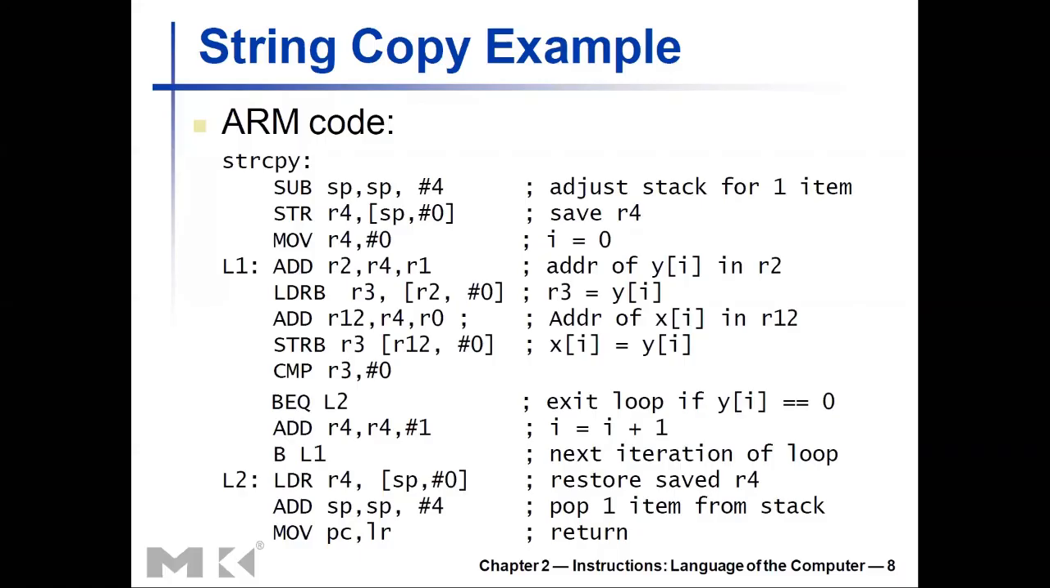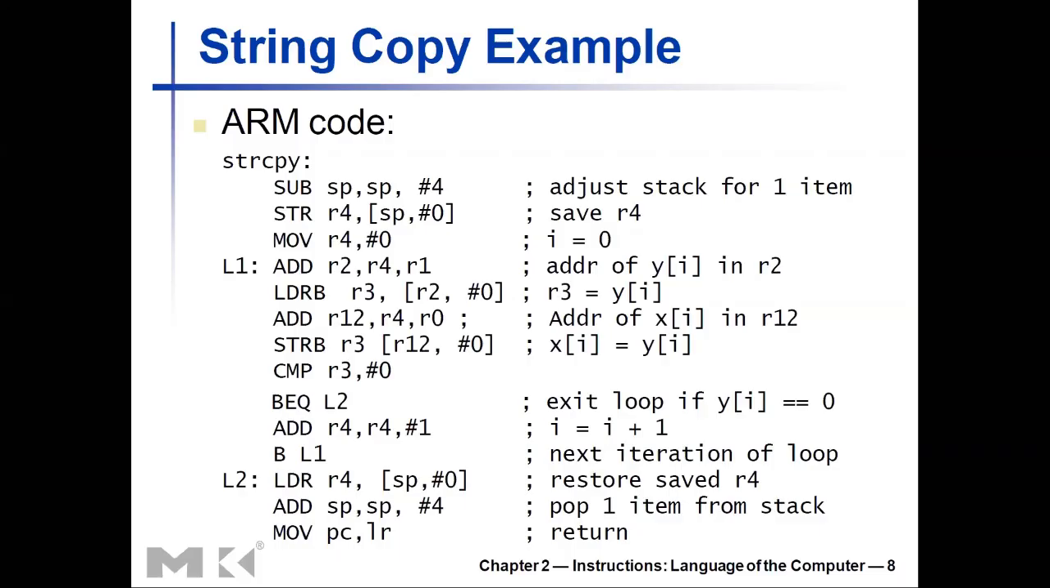So I equals I plus 1 is what we are doing there, and we do an unconditional branch to L1 to go ahead with the next iteration of the loop. So B L1 we do it, and then I hope you get the idea.